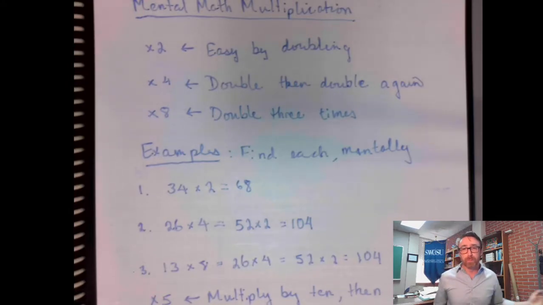Okay, so multiplying by 2, 4, 8. Really easy. It's just a matter of doubling. You multiply by 2, double it once. You're multiplying by 4, you double it twice. You're multiplying by 8, double it 3 times.